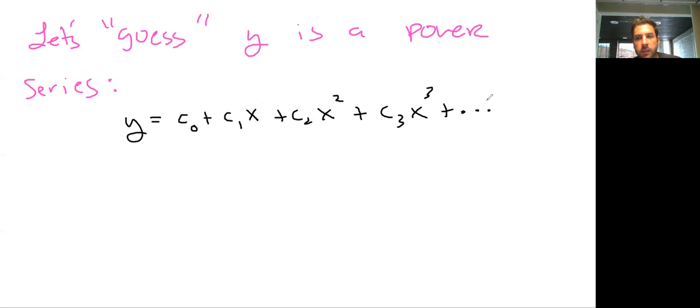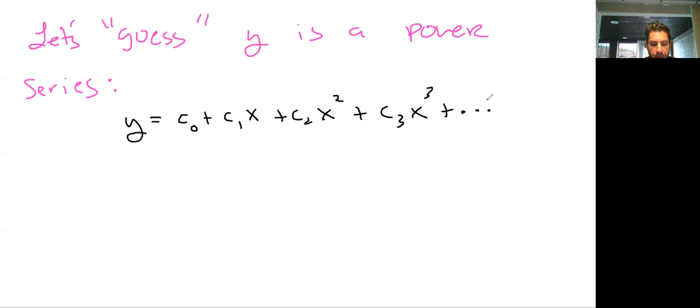Now, we don't know what these coefficients are. All we're doing is guessing that the solution can be written as a power series. So this is just like a guess. Now, you might say, well, why did you center it at 0? The reason I centered it at 0 is because I know information about my function y. I know that at 0, it's equal to 2. So this suggests centering it at 0.